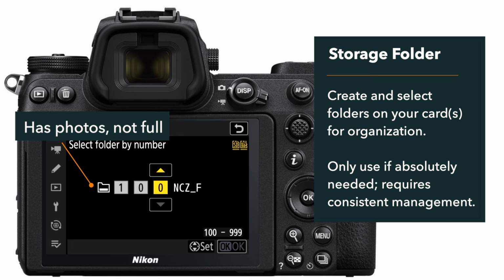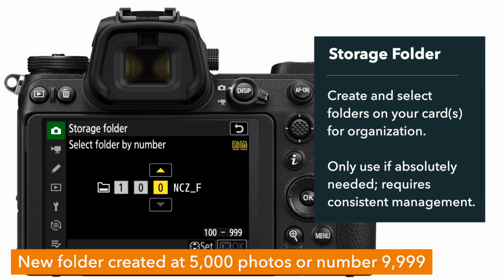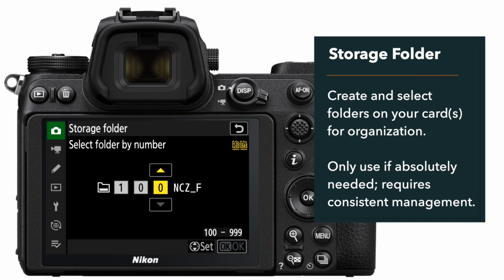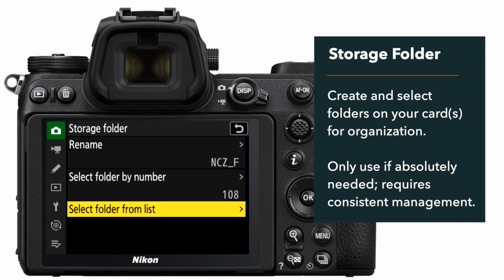You'll see a little folder icon next to the name to show you if that folder is partially filled or completely filled. Right now is a good time to say that each folder can only contain 5,000 images. So once each folder hits 5,000 images, a new numbered folder, a new sequential folder, will be automatically created. New folders will also be created if the image sequence number, which we'll talk about in a little bit, reaches 9,999.